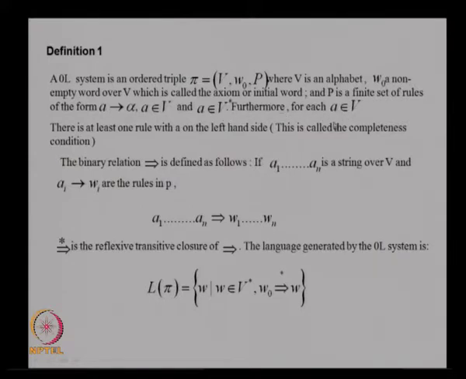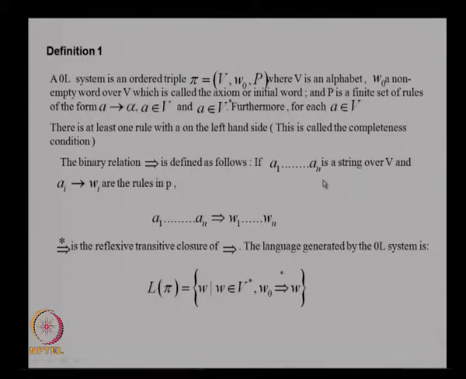Now, for each A there should be at least one rule with A on the left hand side. This is called the completeness condition, because we want to explain the growth for each and every cell of the organism. So, a cell can be represented as a symbol, and every symbol grows or changes, and that is denoted by these rules. Now, the derivation step is defined.